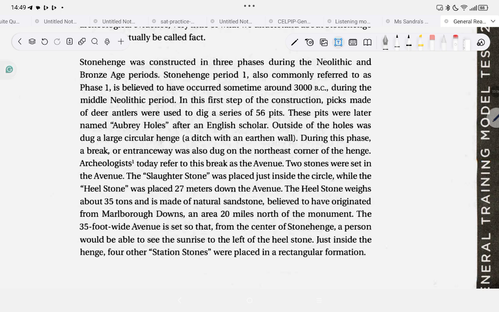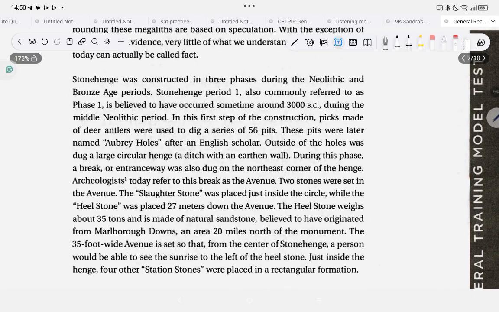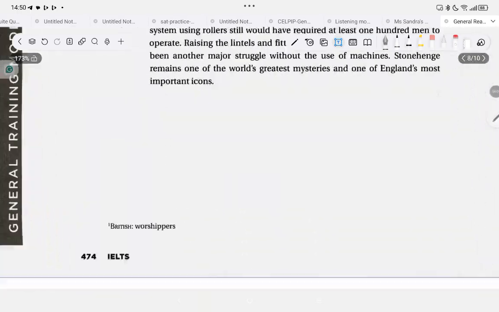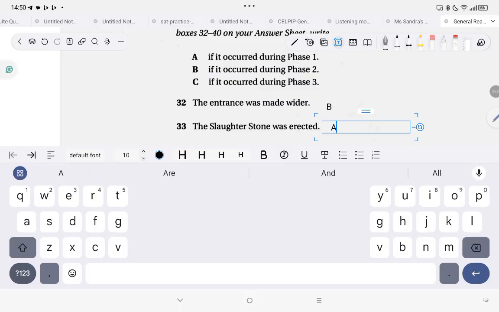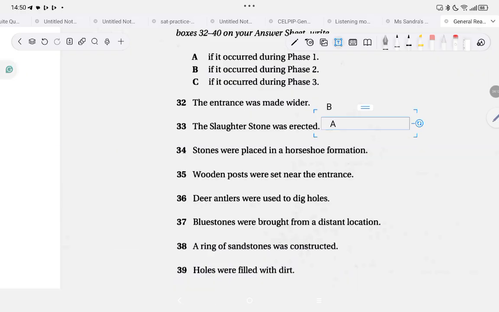Slaughter stone. Okay, it says 2 stones were set in the avenue. The slaughter stone was placed just inside the circle. That's phase 1. So the answer is A. So you see, you need to be thorough and go step by step. A. See? Now, stones were placed in a horseshoe formation.